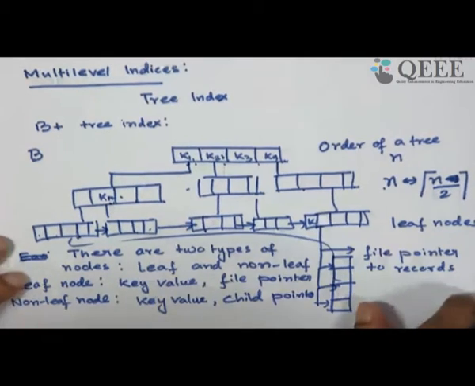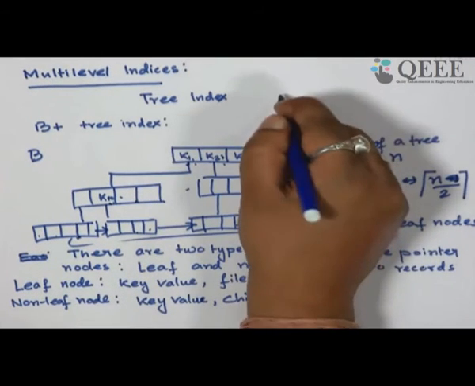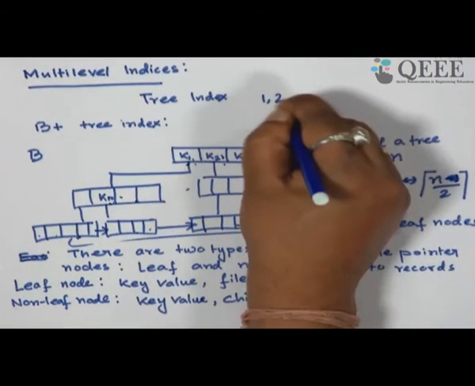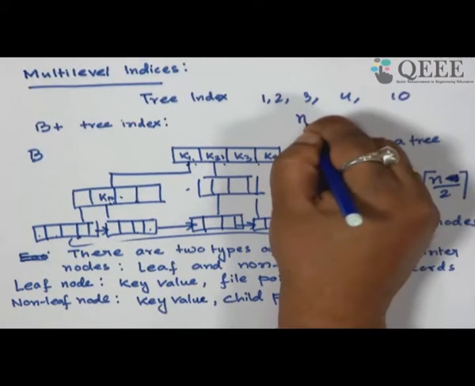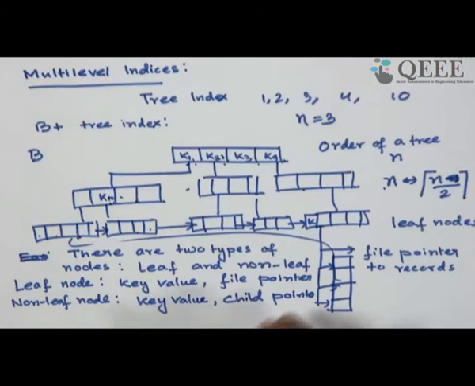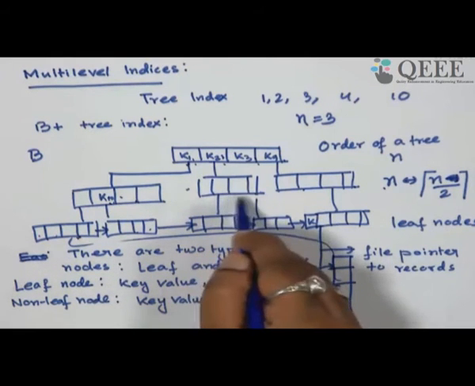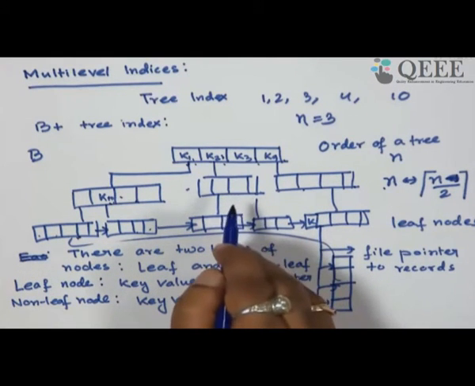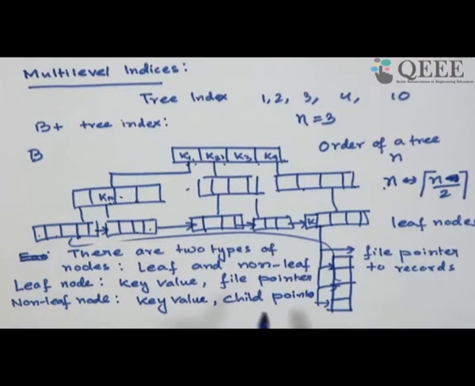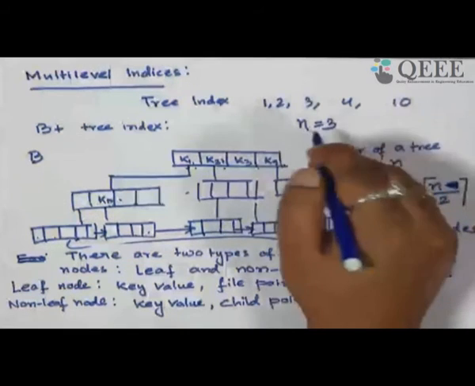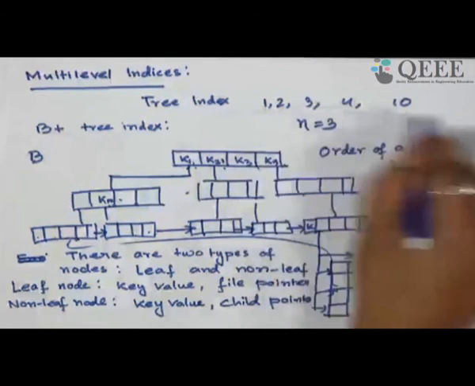So, one exercise I would like to give you: I give you some set of key values, say 1, 2, 3, 4 up to 10, and I give you that the order of the tree is 3. Order is determined by the size of a block. You want one leaf to stay in a block, and the byte size of the key and the pointers. So, you draw a B plus tree storing these 10 values of order 3.